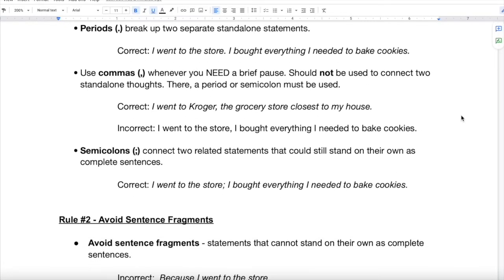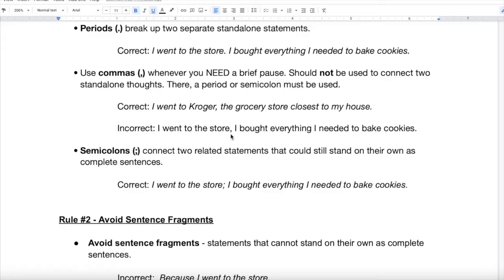I went to the store, I bought everything I needed to bake cookies. Okay, now that's interesting. That doesn't sound too bad if you take a long enough pause there after the word store. It doesn't sound too bad, does it? Right. But you've got to recognize those are two standalone thoughts. I went to the store. Remember, we put a period there in the previous period example. That stands on its own. I went to the store. Period. I bought everything I needed to bake cookies. Period. Two standalone thoughts.